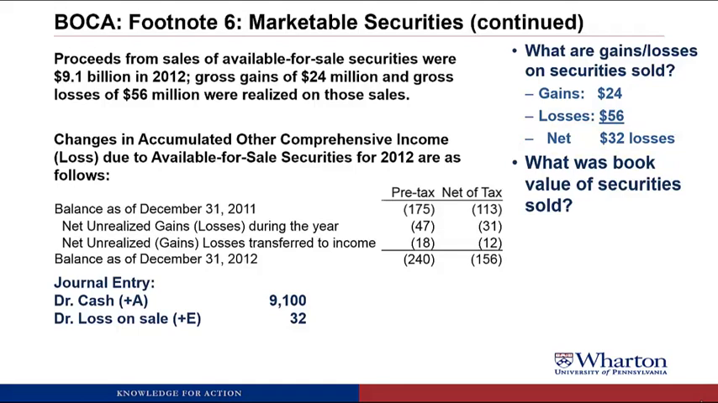Now we're going to use this AOCI footnote, and we see there's a line in there that says net unrealized gains or losses transferred to income, 18. Now, in cumulative comprehensive income, if you look above, they have losses in parentheses. So basically, if it's in parentheses, it means it's a debit entry. If it wasn't in parentheses, it would be a credit entry. I'm going to grab the pre-tax number because we're going to do all of this pre-tax. We're going to debit AOCI for 18. That's what the footnote is telling us pre-tax.